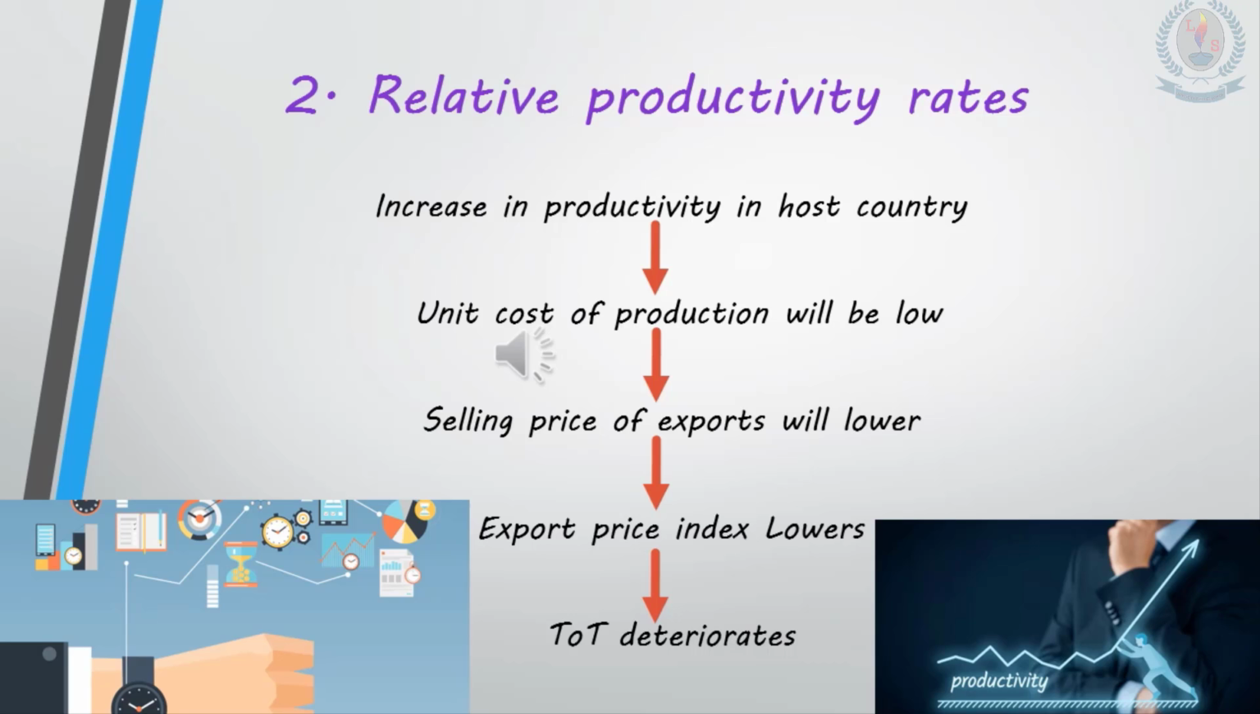The prices of the exports we supply to the international market are now lower than before because our costs have reduced due to the increase in productivity. So when the export price index reduces, it will lead to a deterioration in the terms of trade.